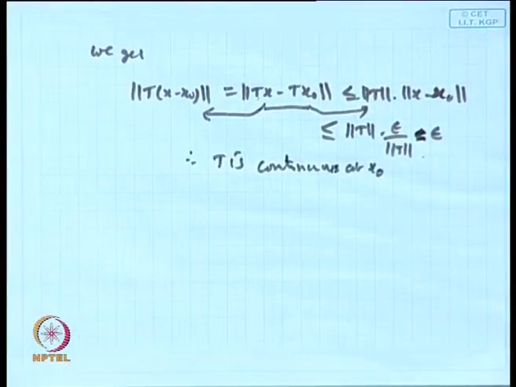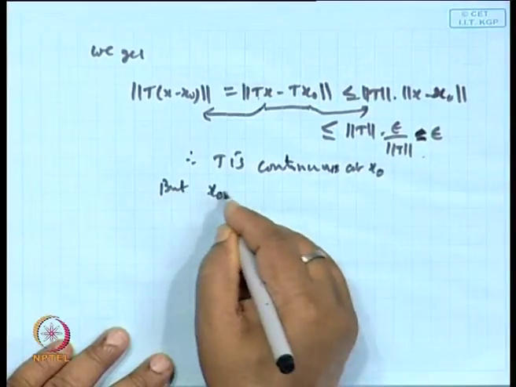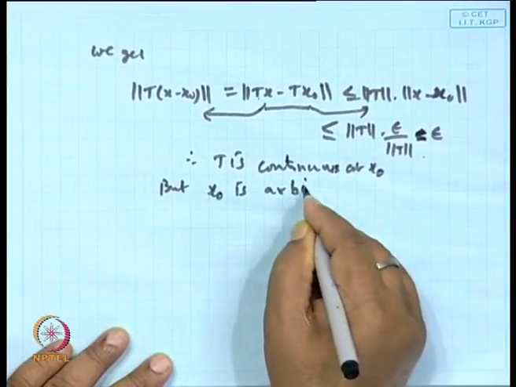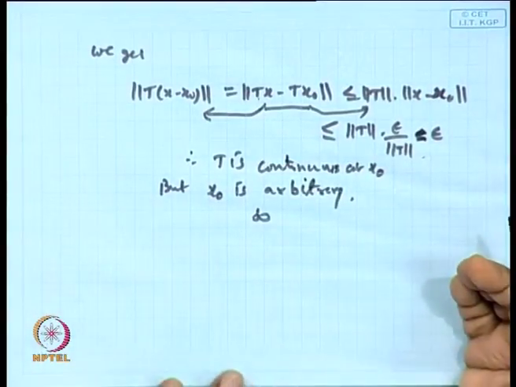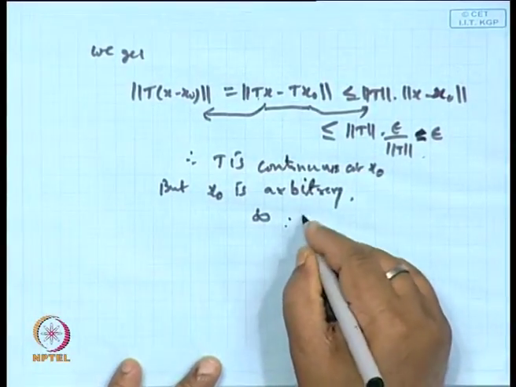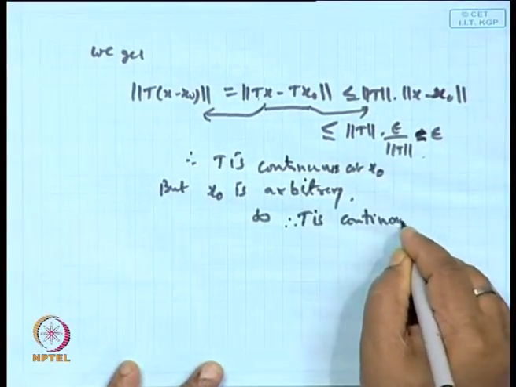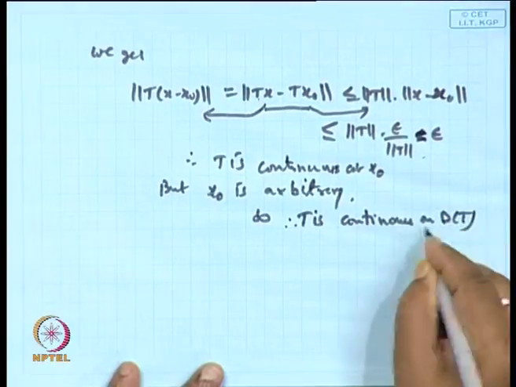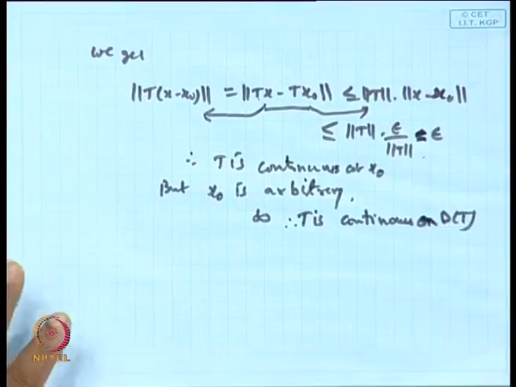Okay? But x naught is an arbitrary point. So, we can choose any point. Therefore, T is continuous throughout the domain D(T). Okay? Now, let us see the converse part.